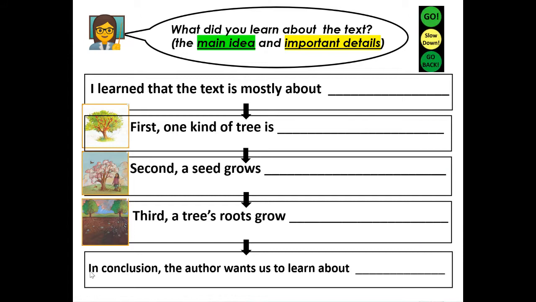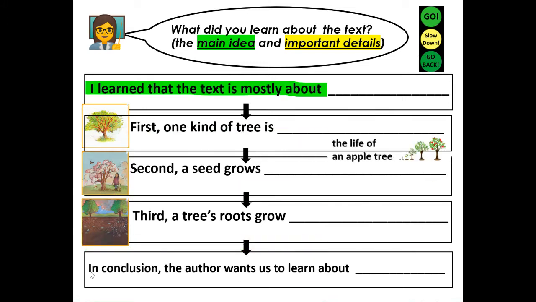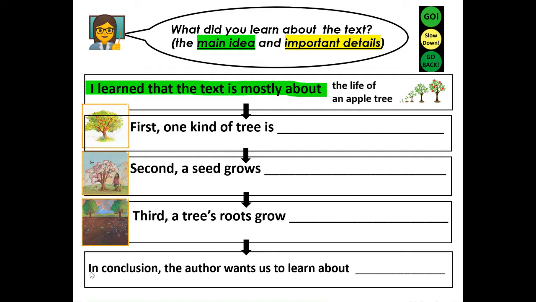Now it's time for you to write. What did you learn about the text? I'm going to tell you the main idea. I learned the text is mostly about the life of an apple tree. I'm giving you the main idea sentence. You get to write 3 detail sentences that support the main idea. I learned the text is mostly about the life of an apple tree.